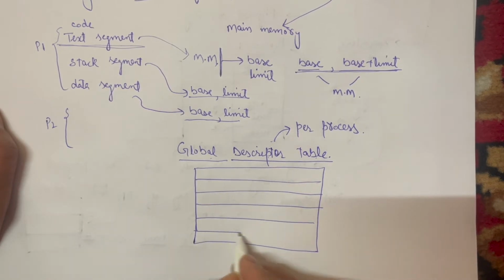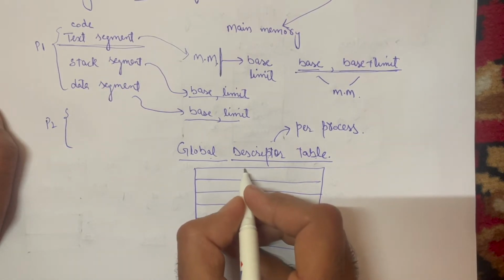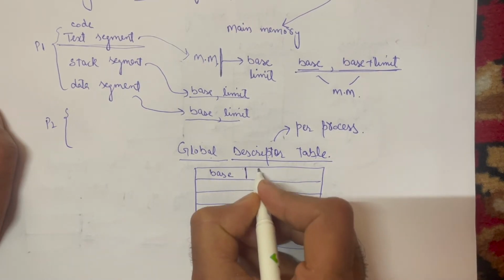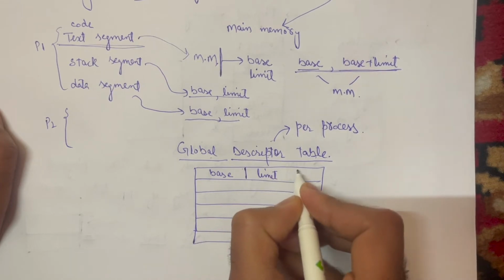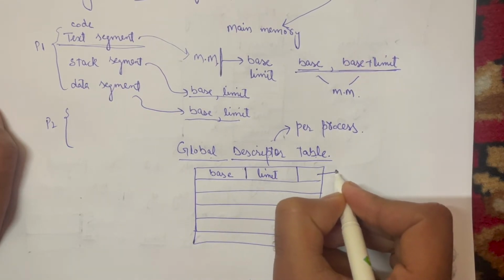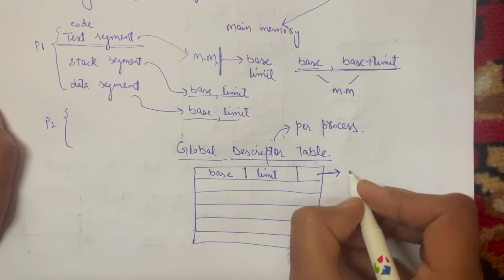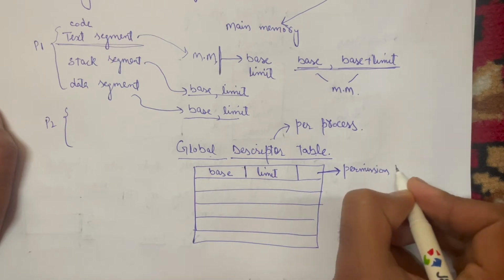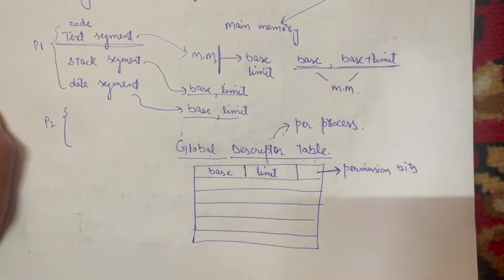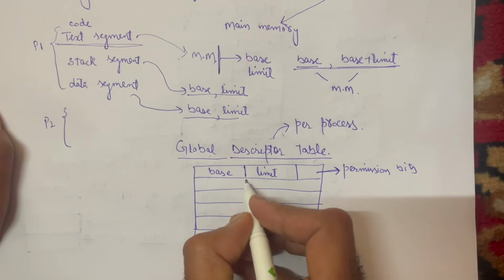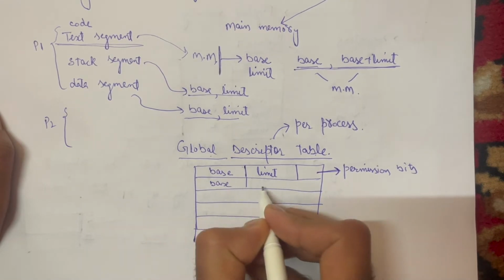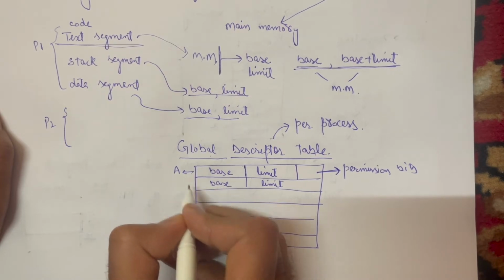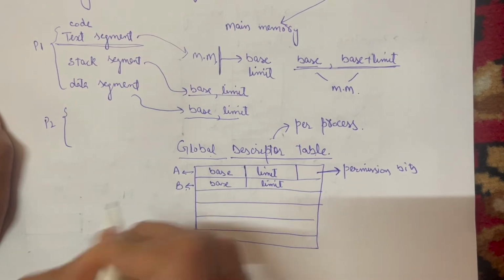and each entry stores two important things. One is the base, another thing is limit. And there are some other bits stored, but we won't discuss those bits. Those are also called permission bits, but we are not going to discuss those bits. So it is storing base and limit. Likewise, this entry also stores base and limit. So let's suppose the address of this entry is A, the address of this entry is B.